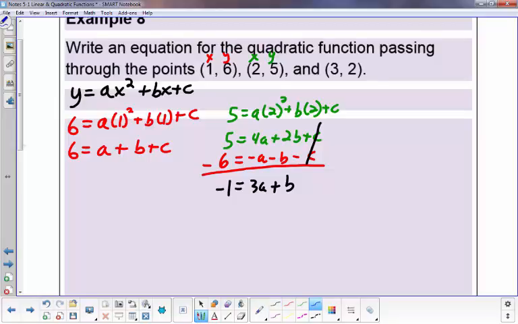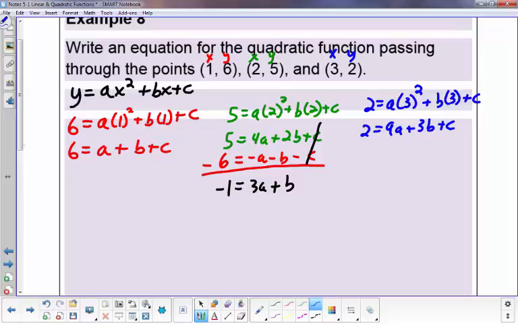So we just now got to figure out this. This is where we need the third equation. Plug in the third one. Here's x, here's y. I'm going to do this one in blue. 2 equals a times 3 squared plus b times 3 plus c. So we get 2 equals 9a plus 3b plus c.